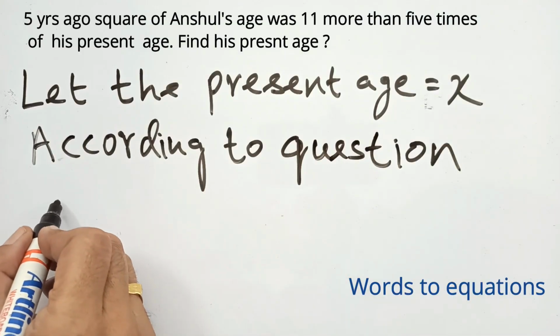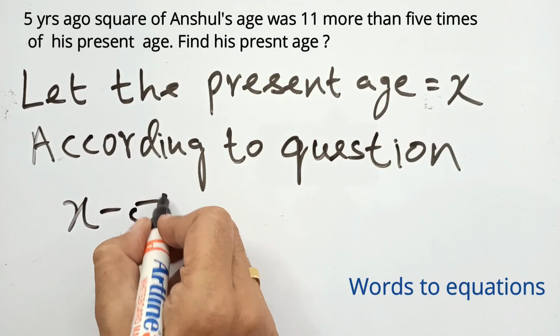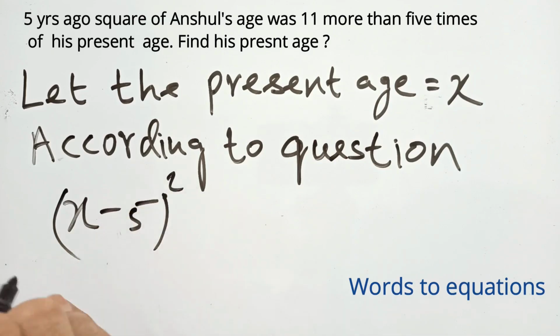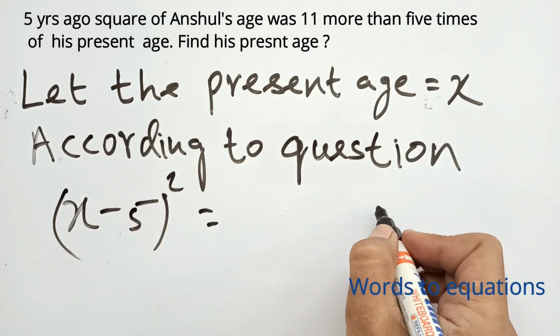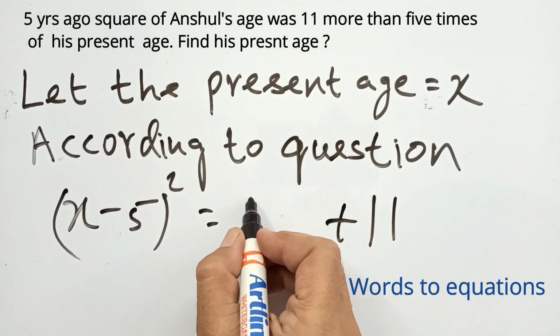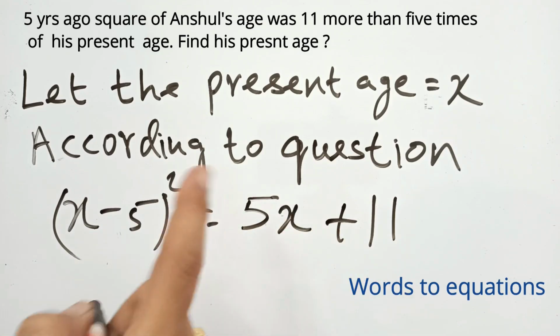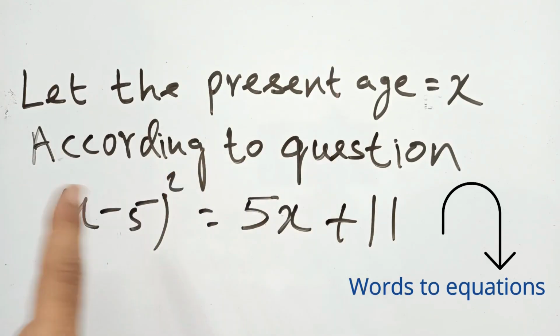According to the question, 5 years ago means x minus 5, present age is x, square of Anshul's age was 11 more than 5 times of his present age. Very simple, we converted the words into a mathematical equation.